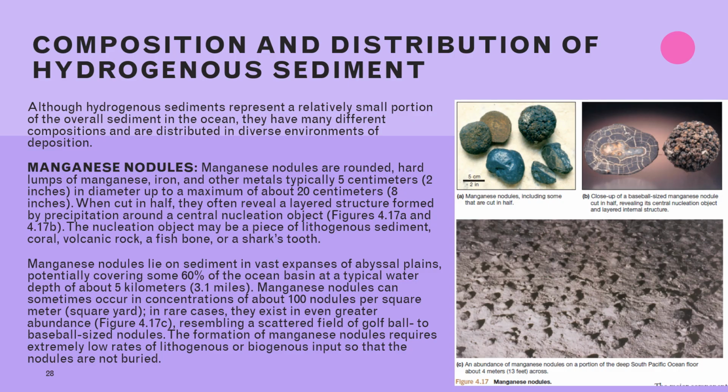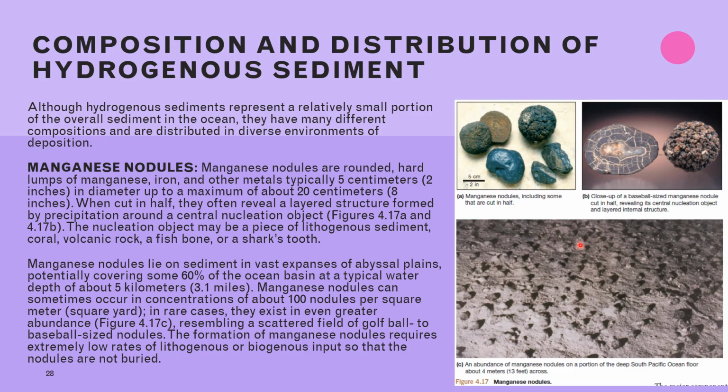These manganese nodules are rounded, hard lumps of manganese, iron, and other metals, typically 5 centimeters in diameter, up to a maximum of about 20 centimeters. When cut in half, they often reveal a layered structure formed by precipitation along a central nucleation object. The nucleation object may be a piece of lithogenous sediment, coral, volcanic rock, a fish bone, or a shark's tooth. You can see here in the figure, these are manganese nodules, and in cross section, we can see a layered structure around a nucleus.